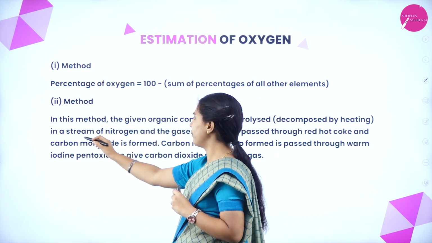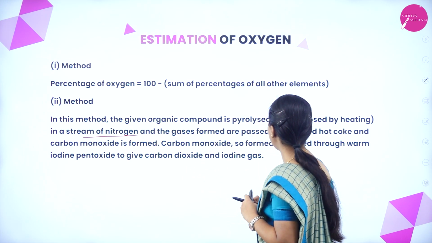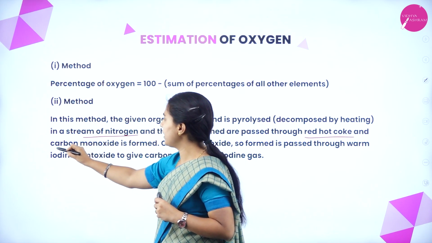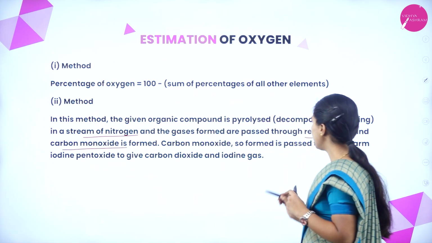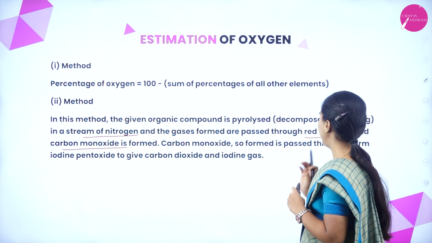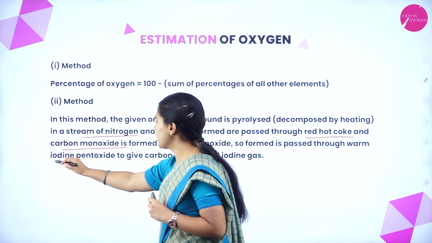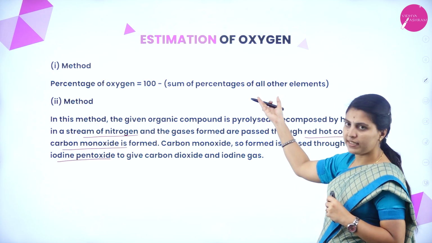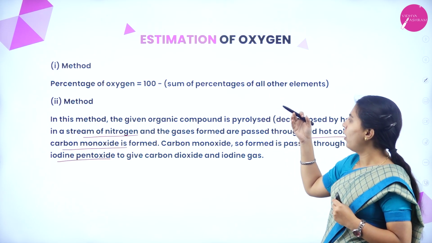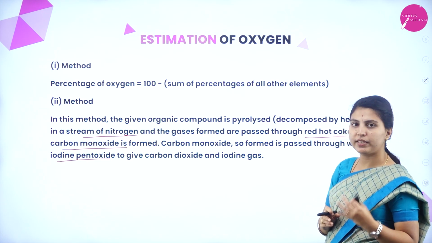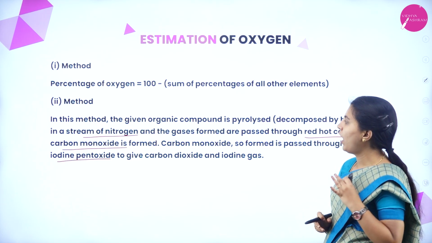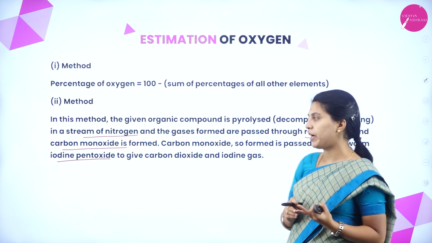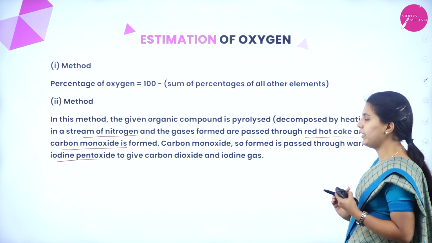Or the next method: in this method the given organic compound is pyrolyzed, or decomposed by heating in a stream of nitrogen, and the gases formed are passed through red hot coke and carbon monoxide is formed. Carbon monoxide so formed is passed through warm iodine pentoxide to give carbon dioxide and iodine gas. One method is subtracting the sum of percentages of all the other elements, or the organic compound should be pyrolyzed. What is pyrolyzed? Nothing but decomposed by heating.